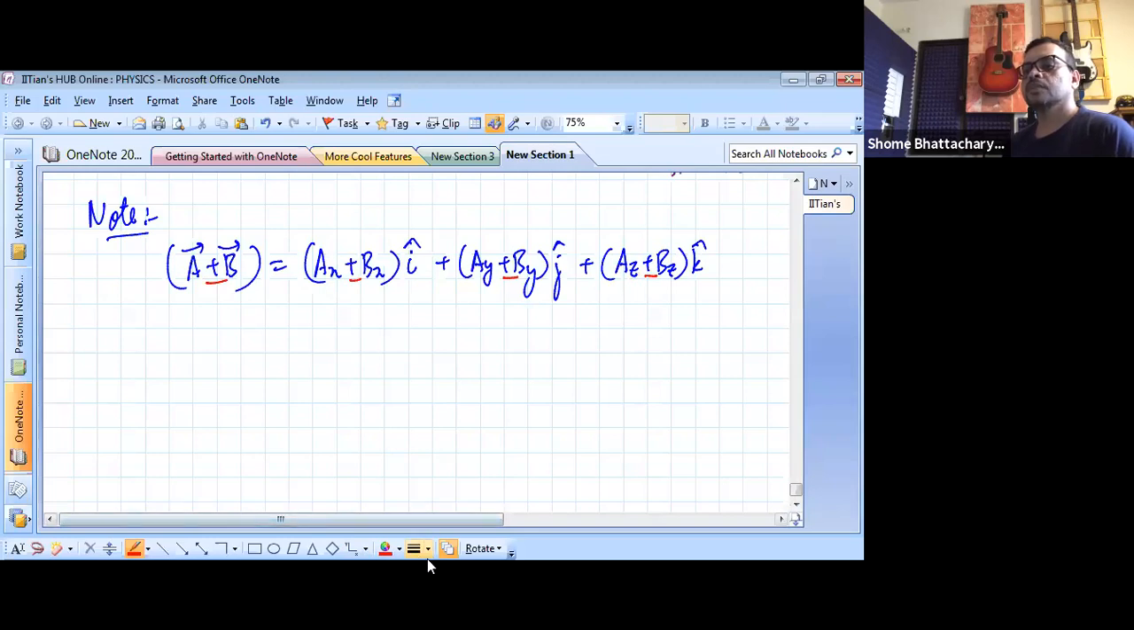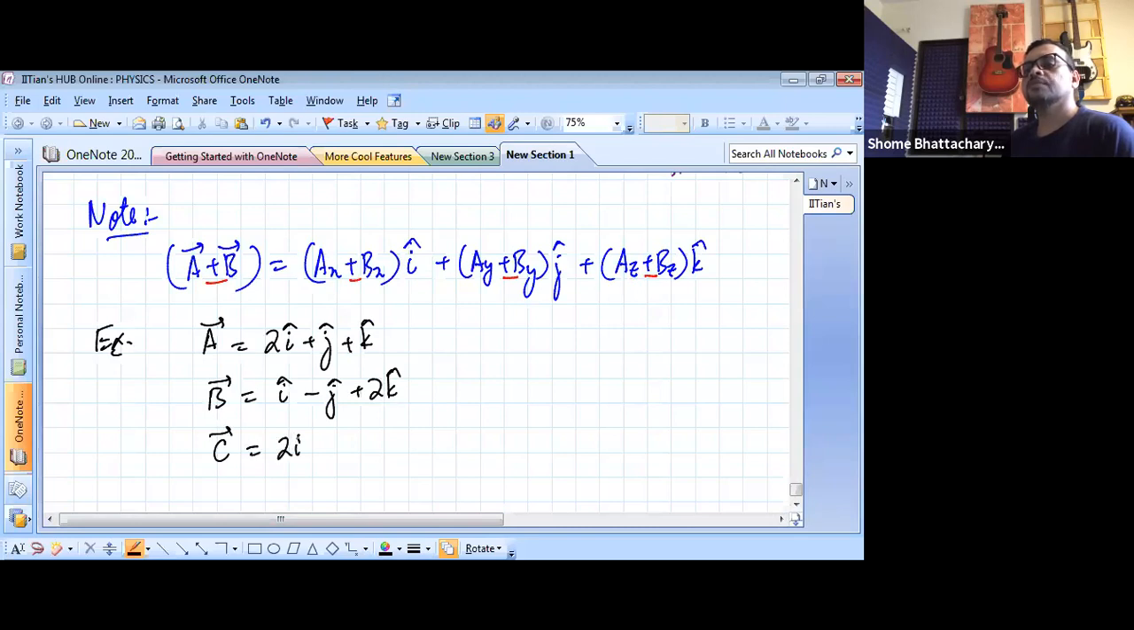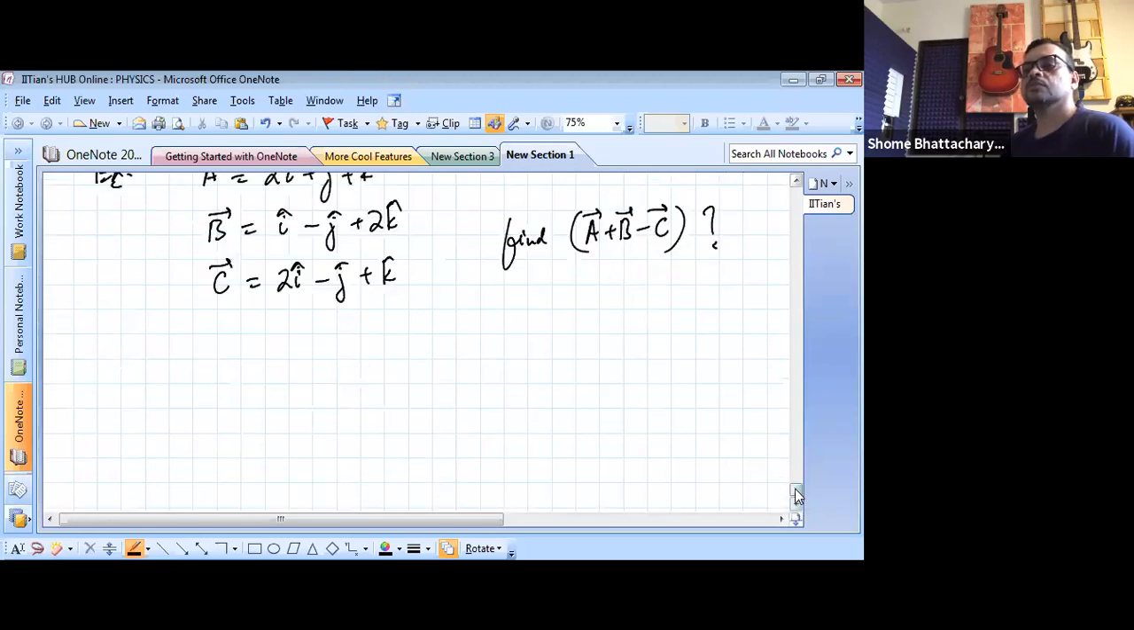Okay. So for example, if we have a numerical question like this, that vector A is given to us as 2i cap plus j cap plus k cap. Vector B is given as i cap minus j cap plus 2k cap. And vector C is given as, let's say, 2i cap minus j cap plus k cap. And we are asked to find A plus B minus C. We want to find out this vector. So we will just apply this concept now.